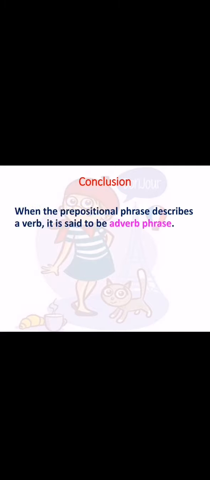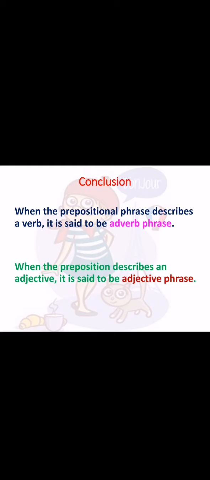Conclusion. When the prepositional phrase describes a verb, it is said to be adverb phrase. When the preposition describes a noun, it is said to be adjective phrase.